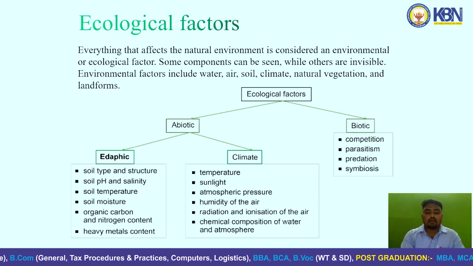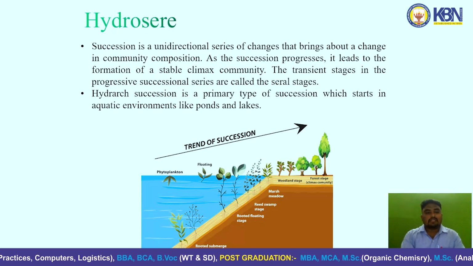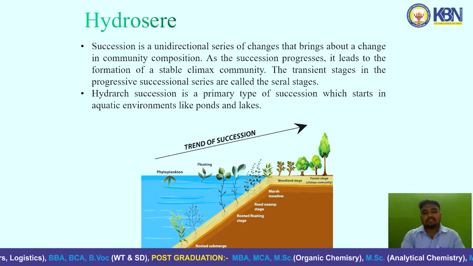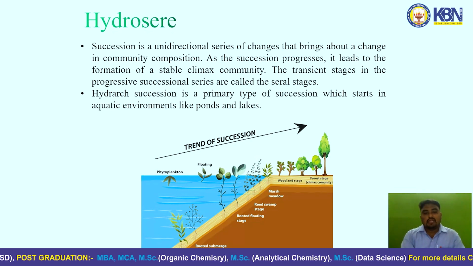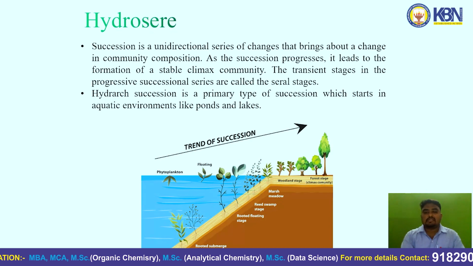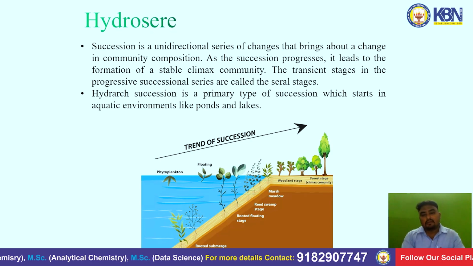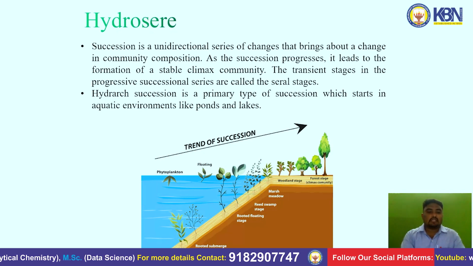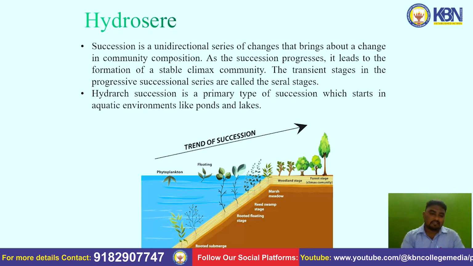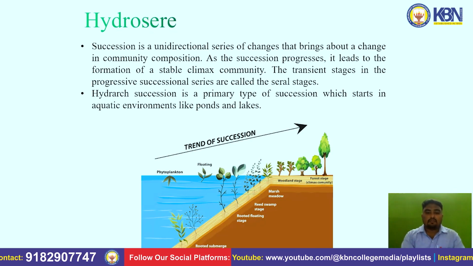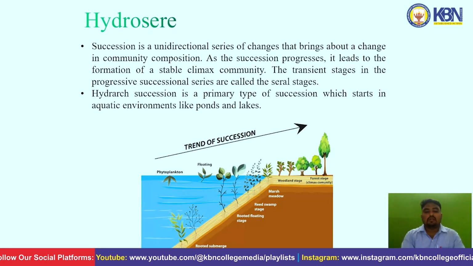The hydrarch succession is a unidirectional series of changes that brings about a change in the community composition. As the succession progresses, it leads to the formation of a stable climax community. The transient stages in the progressive successional series are called the seral stages. The hydrarch succession is a primary type of succession which starts in aquatic environments like ponds and lakes.